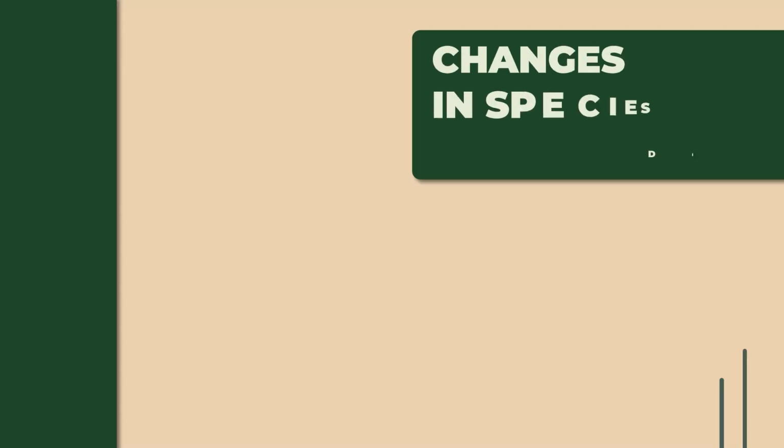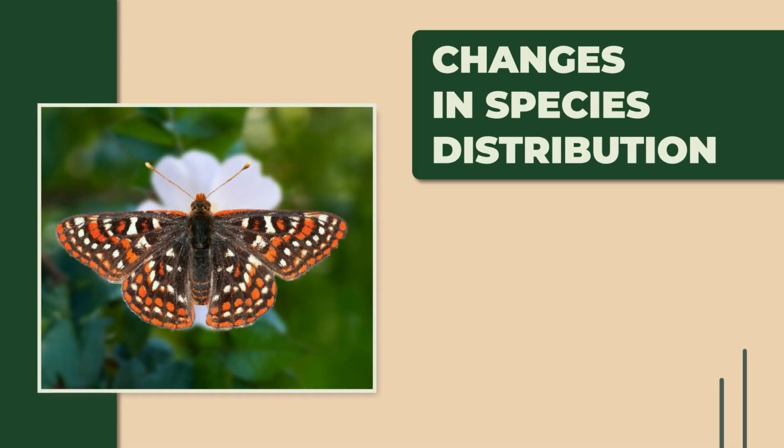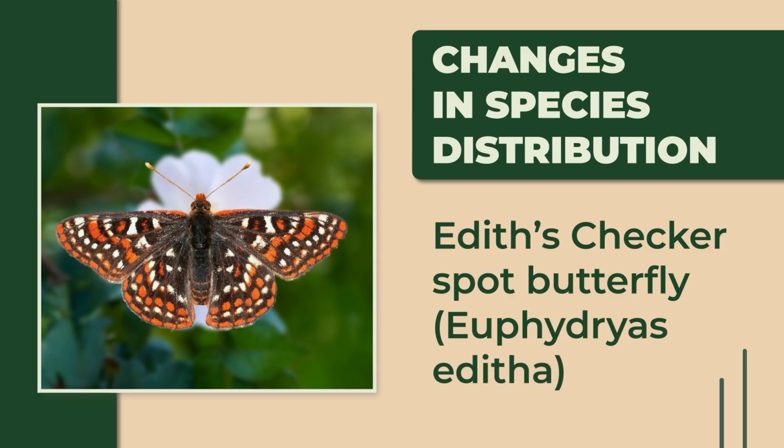So, now let us talk about the second aspect of the impact of climate change on biodiversity. The second thing is the species distribution. When you talk about species distribution, the most prominent observation was the Edith's checkerspot butterfly. The population of the Edith's checkerspot butterfly declined alarmingly in North America, and in fact their population started shifting upward, both in altitude and in latitude. And this is a very significant symptom of climate change on biodiversity.